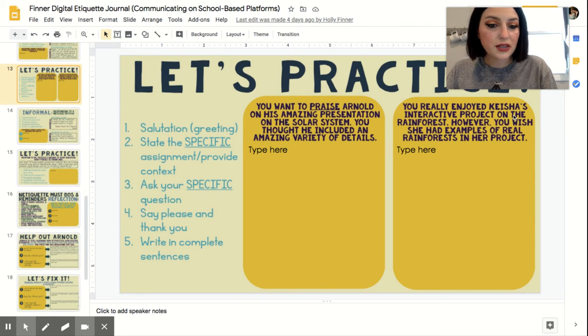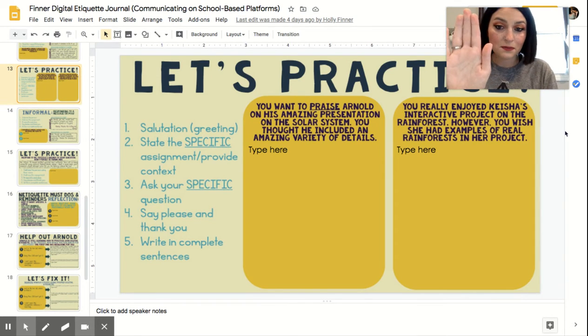Next, you really enjoyed Kesha's interactive project on the rainforest. However, you wish she had examples of real rainforests in her project. So I want you to work on typing a positive or praising type of comment, maybe in a discussion board. And then I want you to practice giving a constructive criticism here, again, maybe in a discussion board kind of setting. Take a moment, pause, and respond.